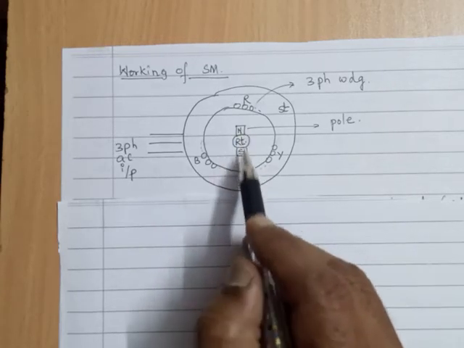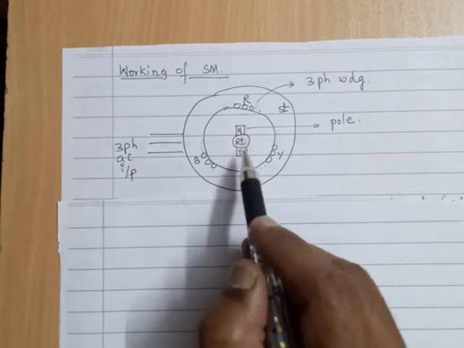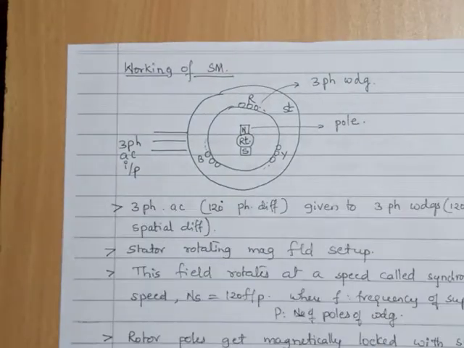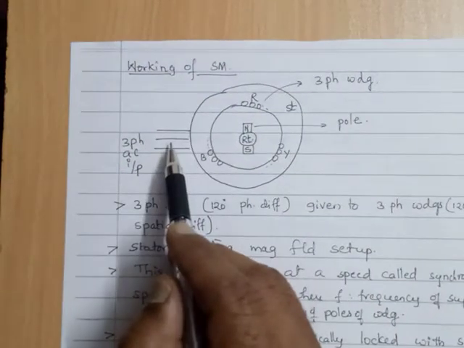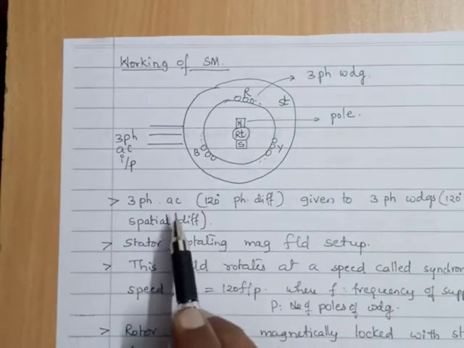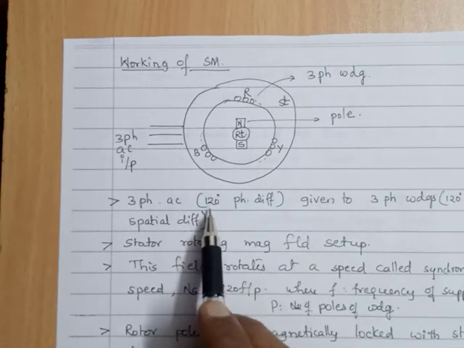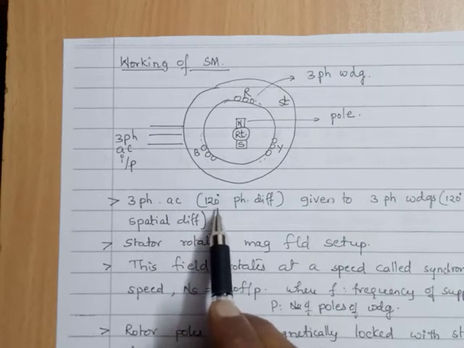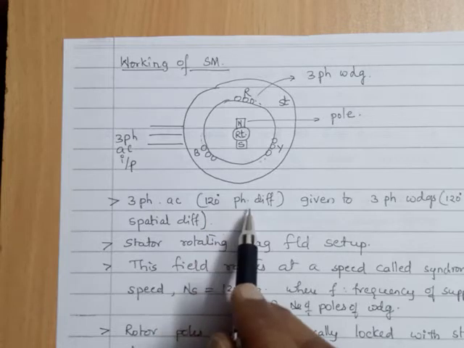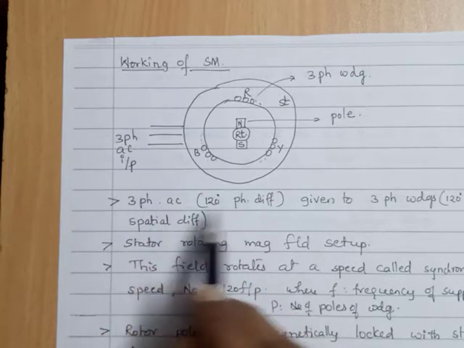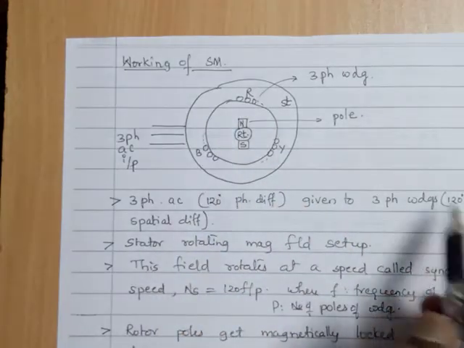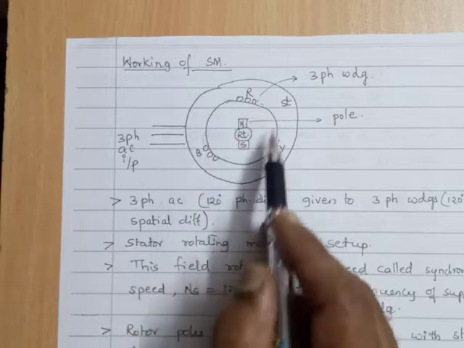Just to make my figure simple, I have shown it as a permanent pole. The stator is given a three-phase AC supply. Now, the three-phase AC supply is given to this three-phase winding. A three-phase AC supply, we know, is a set of three voltages with a phase difference of 120 degrees. Such a supply is given to a three-phase winding which has a spatial displacement of 120 degrees.